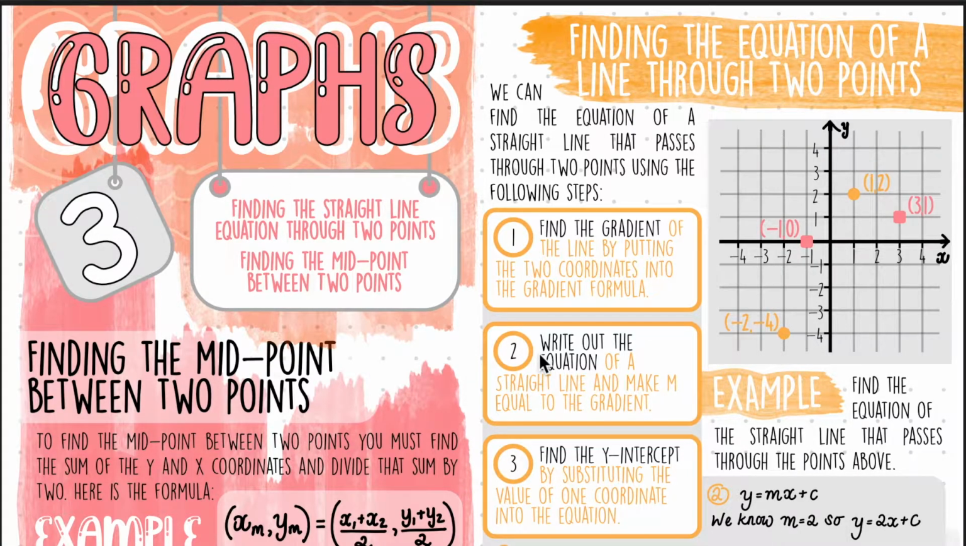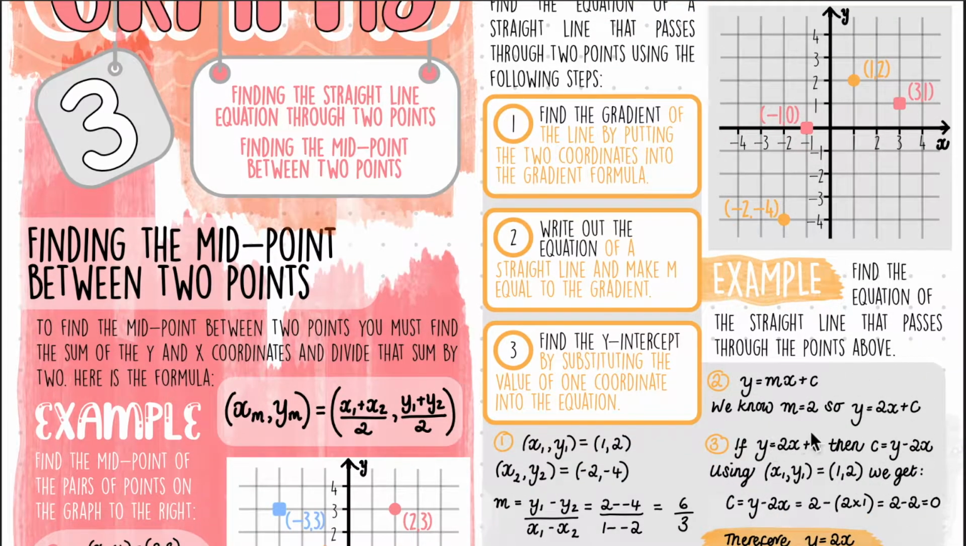Second step, you write out the standard equation for a straight line and substitute the value of the gradient that you just found into it. Remember, the equation of a straight line is y equal to mx plus c, where m is the gradient and c is the y-intercept. And the third step is to take your equation from step 2, rearrange it to make c, which is the y-intercept, the subject of the equation, and then substitute one of your points' coordinates into the x and y values so that you're able to find the value of c. And that's pretty much it. So let's take a look at a few examples.